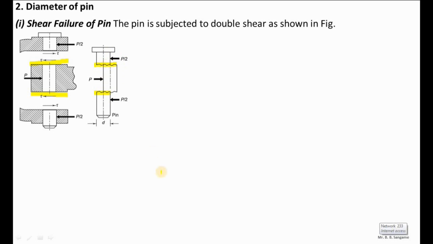So the shear stress tau will be equal to P divided by 2a. Here the digit 2 represents that there is a double shear, that is why I have multiplied the area by 2. Here we have to consider the area of the pin. So the area of the pin is pi by 4 d square, where small d is the diameter of the pin.